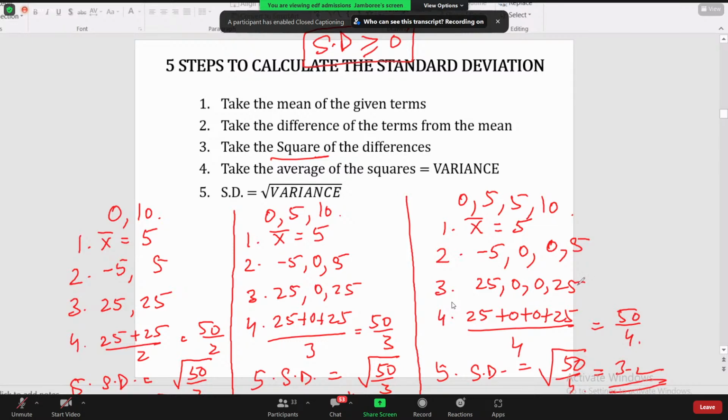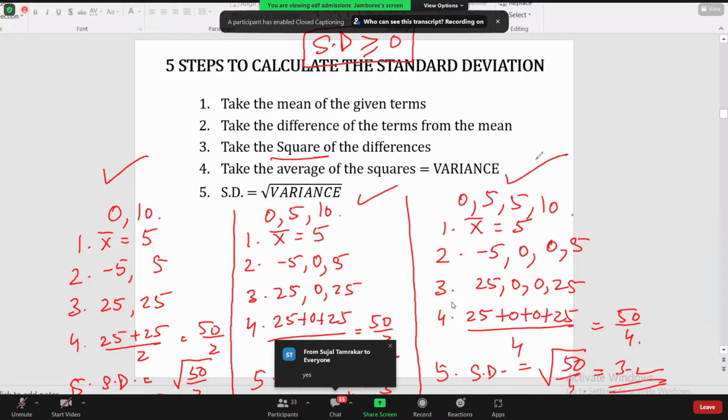So guys, are we clear about the 5 steps to calculate the value of the standard deviation? Great. Note down this idea. Take a minute. Note down this idea. Analyze the 3 examples, and then I'll ask you certain questions based on these examples.